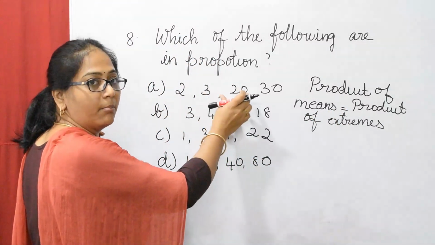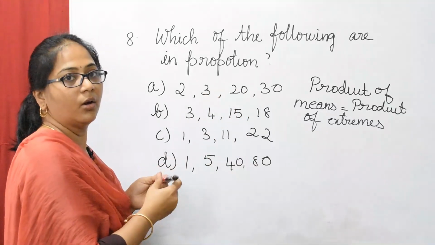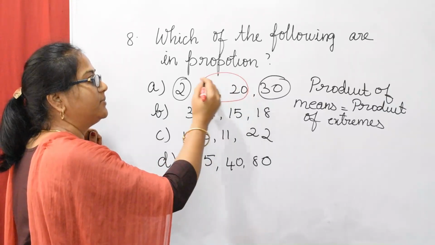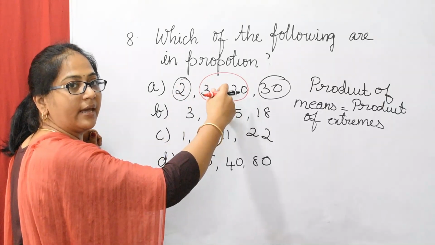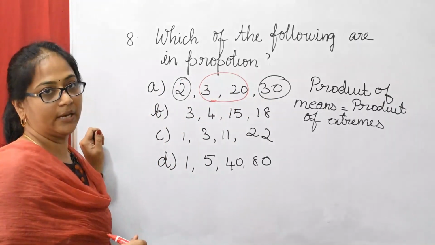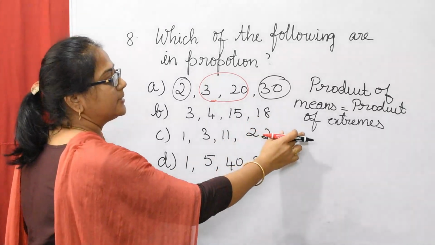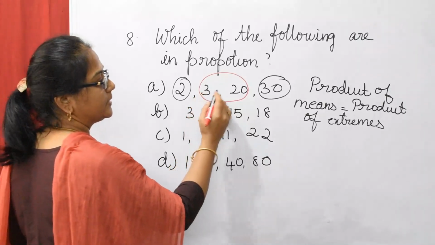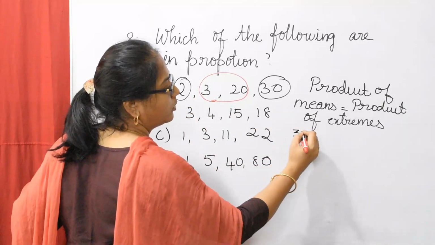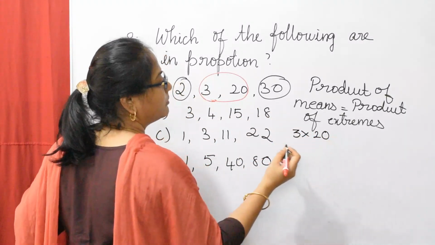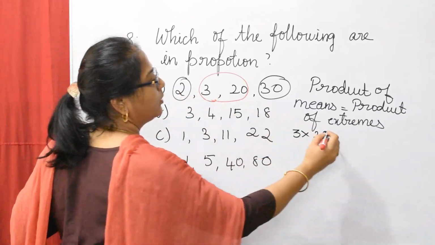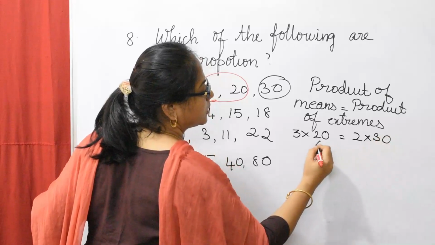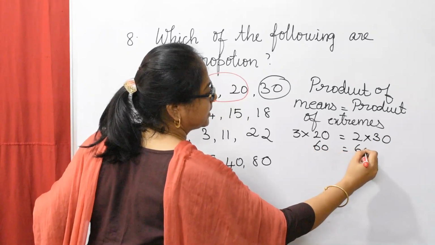Means means the number which is there in the middle, and extremes means the number which is there in the right and left corner of that. Okay, now let us start with A option. So product of means, which is equal to what? 3 into 20. Let us check whether it is equal to 2 into 30. So 60 is equal to 60.